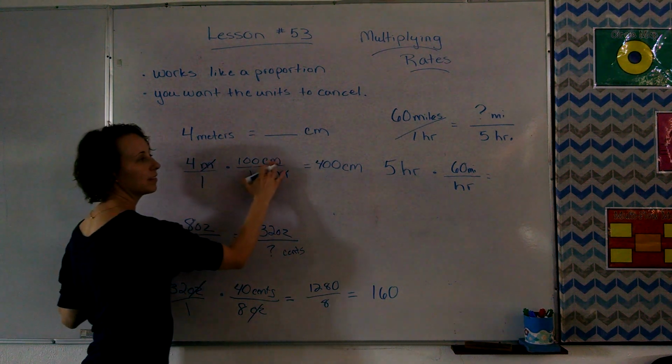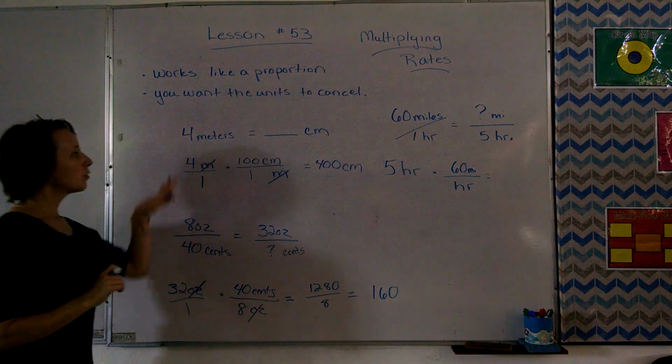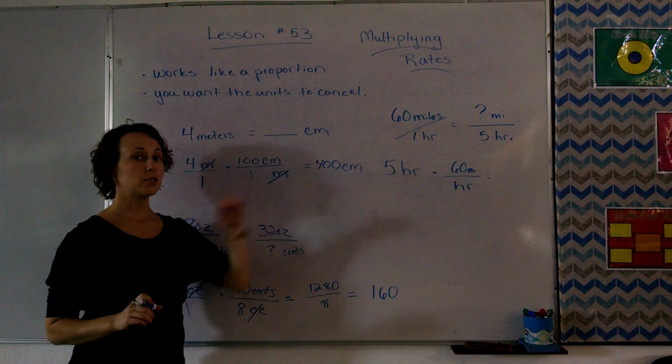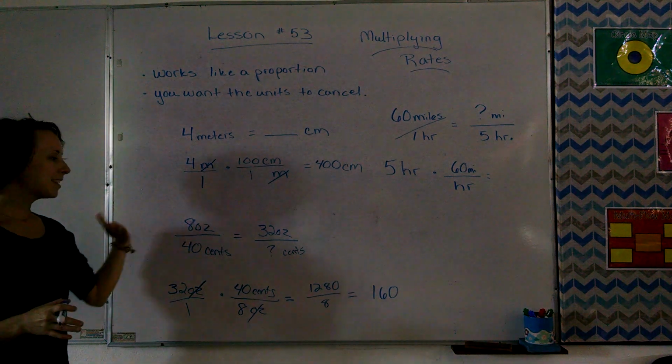Meters cancel, leaving me with centimeters. So 4 meters equals how many centimeters? 4 meters equals 400 centimeters. Let's try with something else.